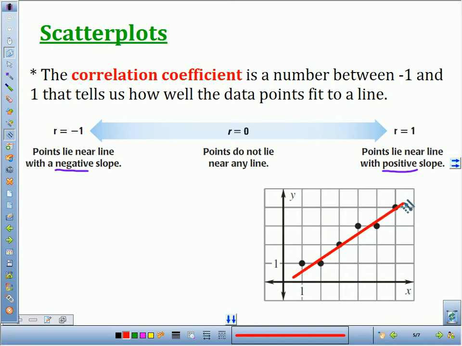looks not too far off from a straight line. It's a little bit, but it's not too far off. So this would have a correlation coefficient closer to +1 because the slope is positive.